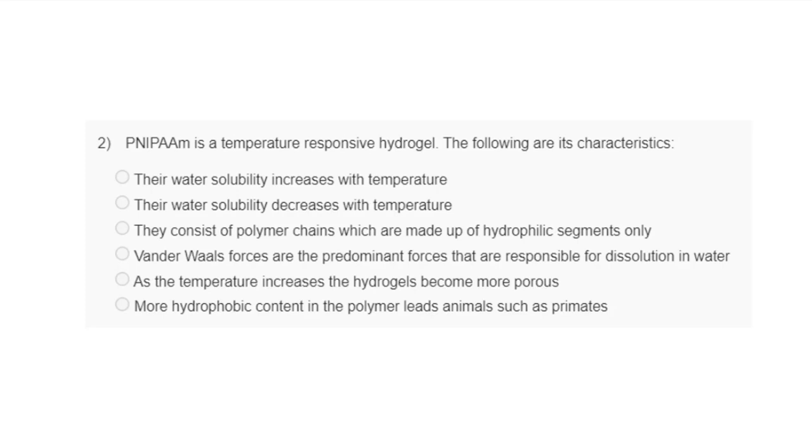NIPAM is a temperature responsive hydrogel. The following are its characteristics. Their water solubility increases with temperature. Their water solubility decreases with temperature. They consist of polymer chains which are made up of hydrophilic segments only. Van der Waals forces are the predominant forces that are responsible for dissolution in water. As the temperature increases, the hydrogels become more porous. More hydrophobic content in the polymer leads to animals such as primates. What is the characteristic of this temperature responsive hydrogel?